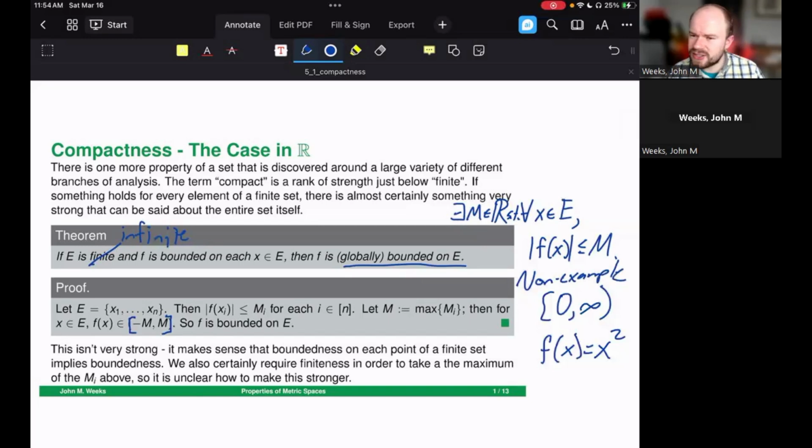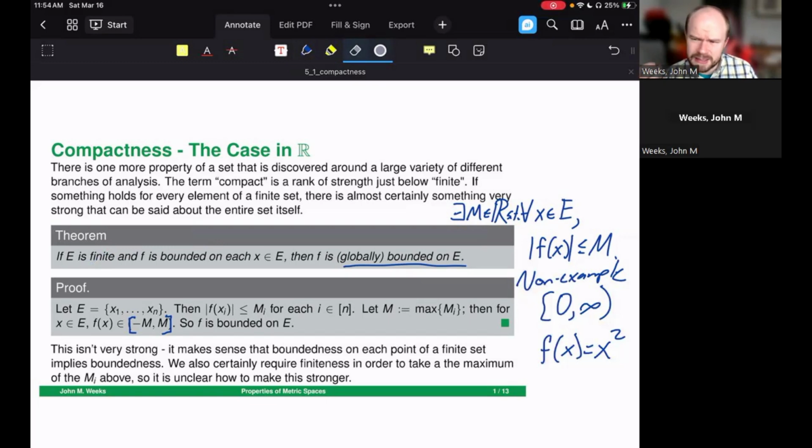So we need to say how we can make this stronger. What can we do here instead of saying just E is infinite? Is there a notion that is maybe a good replacement for E being finite? Well, if the function f is just bounded on each x in E, then that's not enough. We would need to add something more to the function f to make that work.